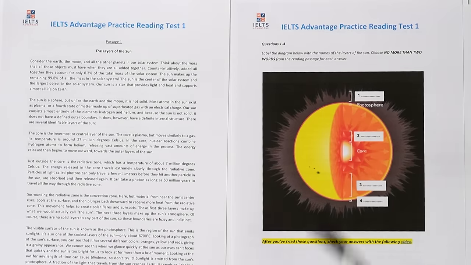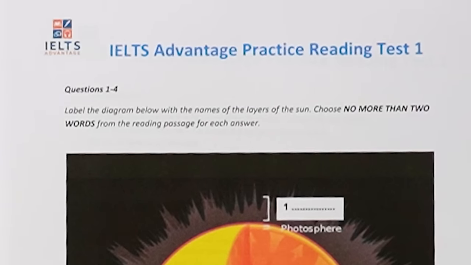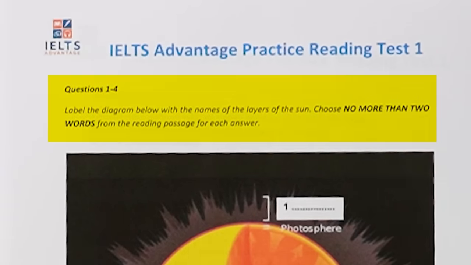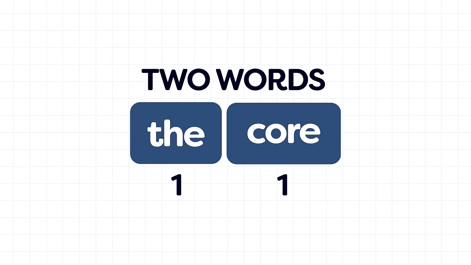Okay, so the first thing I'm going to do is read the instructions very carefully, because with these, often people don't read the instructions and they add too many words or too many numbers. So label the diagram below with the names of the layers of the sun. Choose no more than two words from the reading passage for each answer. So no more than two words. I can write one word or I can write two words, but no more. I can't write three, four, or five.